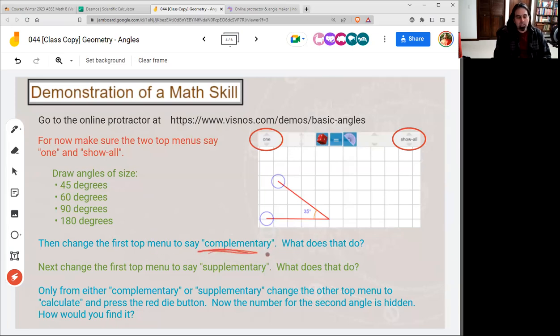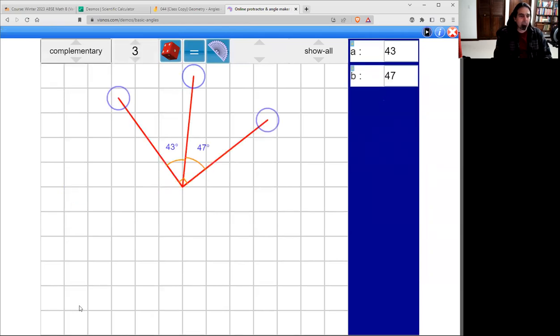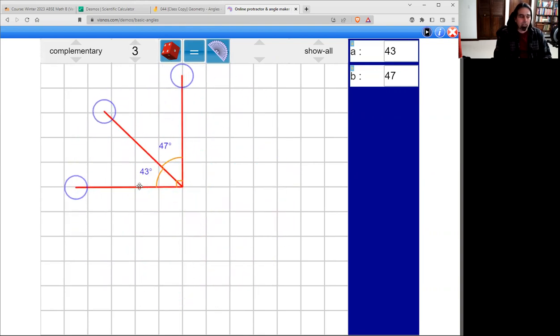Okay, complementary. So I'm going to take this menu option and change it to complementary. What happened? Now I have two angles. And if I notice, I can't change the outside ones. They're always 90 degrees, but the inside one I can wiggle.